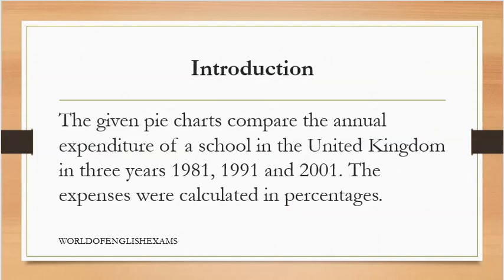The given pie charts compare the annual expenditure of a school in the United Kingdom in 3 years, 1981, 1991 and 2001. The expenses were calculated in percentages. So this is how you write the introduction, in which you paraphrase the given chart title.